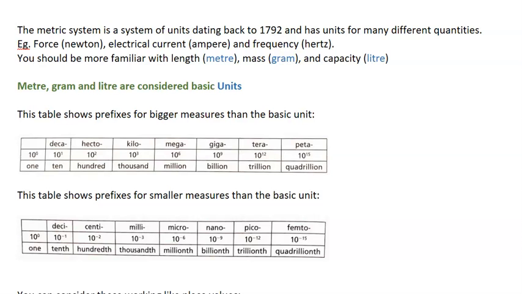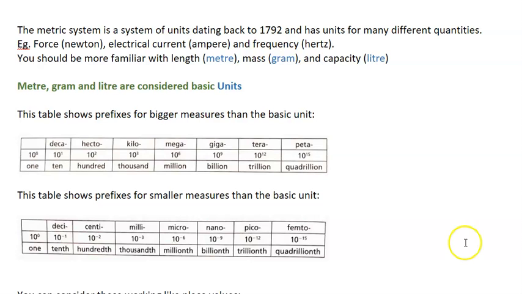This table shows, of course, all the prefixes for bigger measurements and smaller measurements. You would know also that all of these can be converted into decimals as well, not just the powers that you can see here, but you can also write them in decimal places. So you've got the tenth, the hundredth, the thousandth, etc. So there are all your bigger units after your basic ones, all the bigger ones, and all the smaller ones.